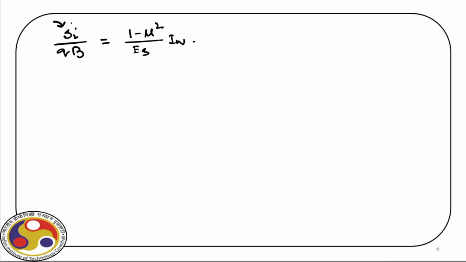So SI is the immediate settlement in this expression. Q is the contact pressure. B is the width of the foundation. Young's modulus is ES. And then IW is called the influence factor. Influence factor has different values, for example, 0.88 for rigid circular footing, then 0.82 for square footing, and for rectangular footing, depending upon the size, it varies. So this is the way to quantify immediate settlement.